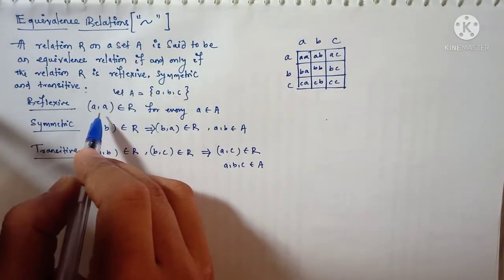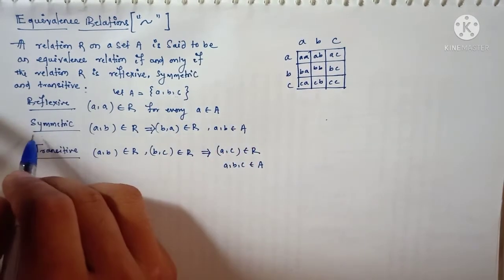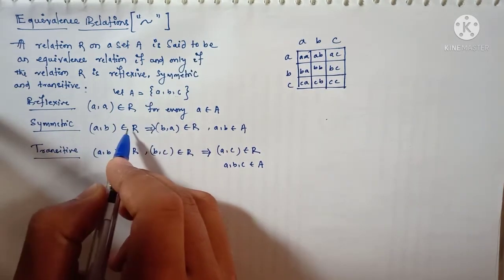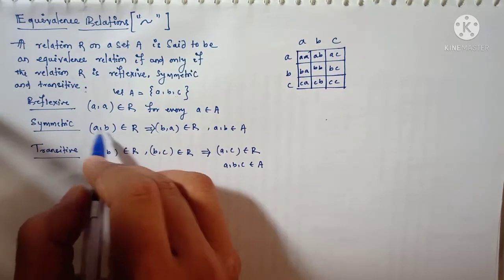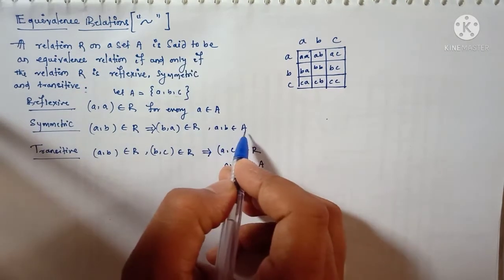Here, for reflexive, (a, a) belongs to R for every a belongs to A. In symmetric, if (a, b) belongs to R, then symmetric says that (b, a) will belong to R for all a, b belongs to A.